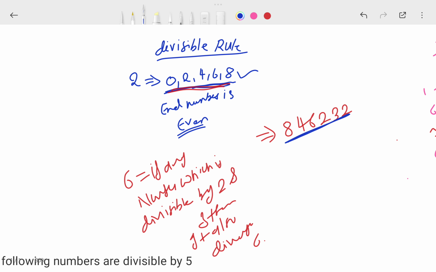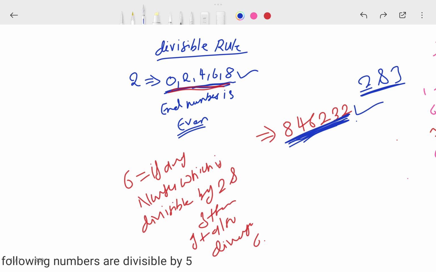Before checking whether this number is divisible by 6, we have to check the divisibility rule of 6. If you want to check whether a number is divisible by 6, you have to check if the number is divisible by 2 and 3. If it is divisible by 2 and 3, then automatically it is divisible by 6. So this number is divisible by 2. Yes, it is divisible by 2, because in the end 2 is there, an even number.